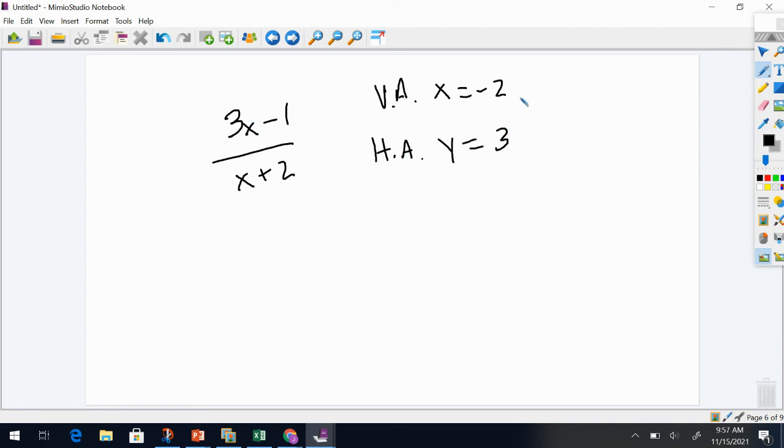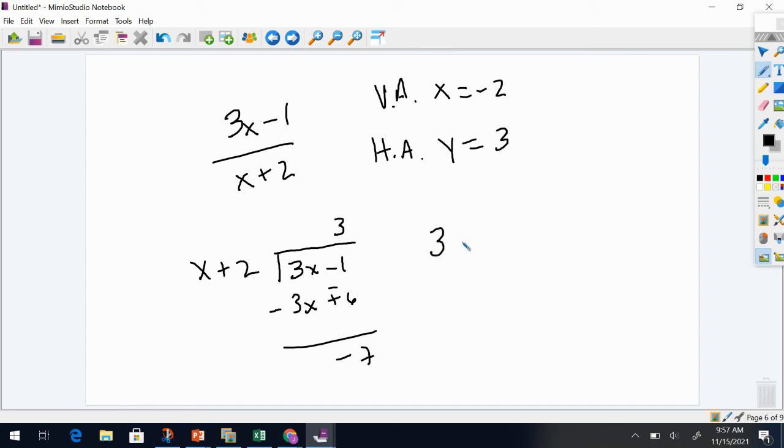So now it's going to ask you for vertical stretch, and it's going to ask you if it flips about the x-axis. So I need to do x plus 2 on the outside and 3x minus 1 on the inside. Okay, so what number times x equals 3x? That'd be 3. 3 times x is 3x. 3 times 2 is plus 6. I'm going to change the signs. It gives me a negative 7. There's nothing left that I can do with this. So if I write my answer out, it's 3 minus 7 over x plus 2. Right? This is how I write my remainder.